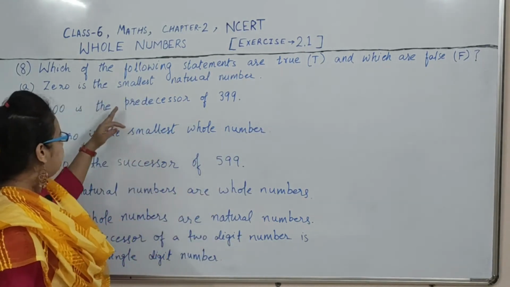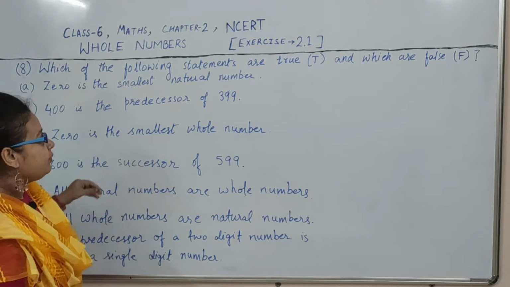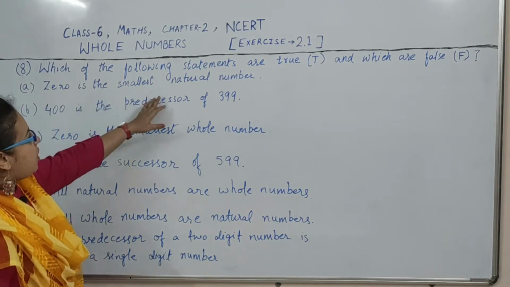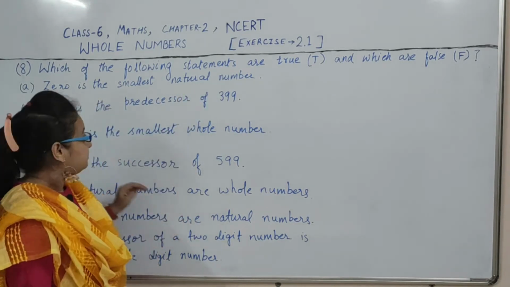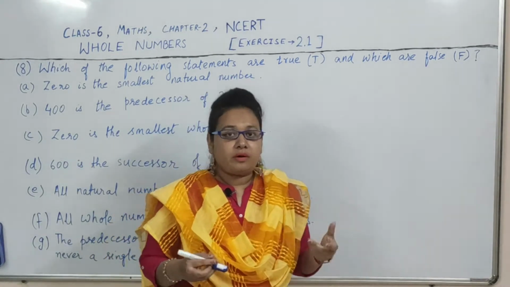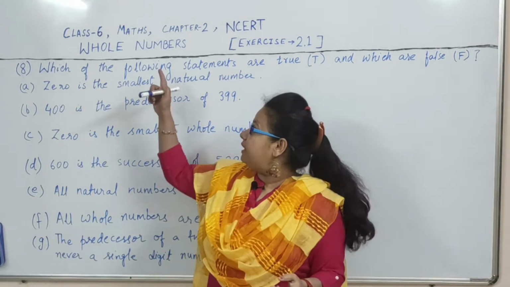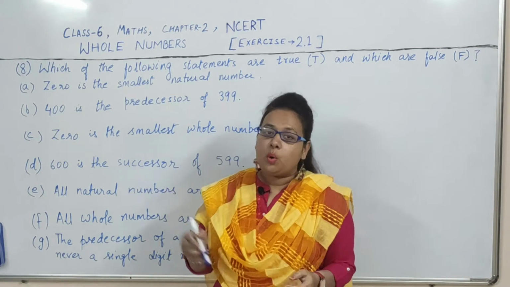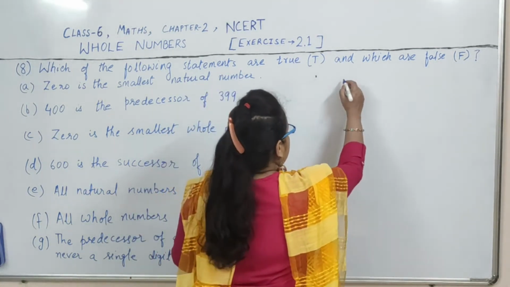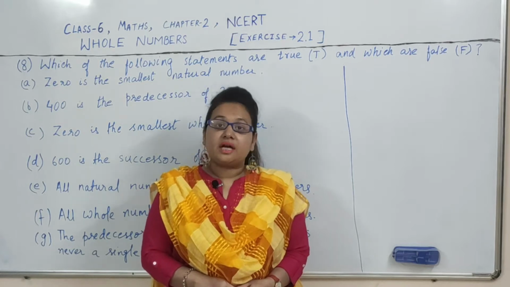Now let us read the statements one by one and see whether they are true or false. 0 is the smallest natural number. We have read about natural numbers in the introduction part of this chapter, Whole Numbers. So tell me, what are natural numbers? Natural numbers are the counting numbers.